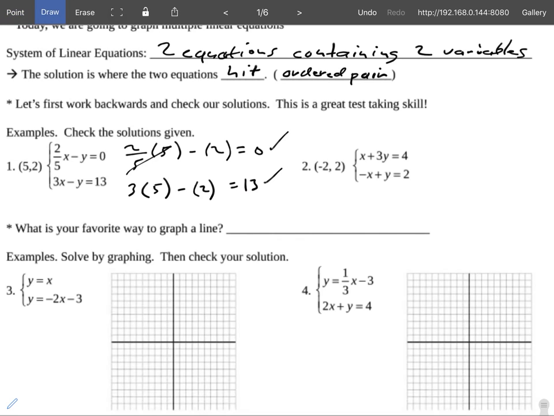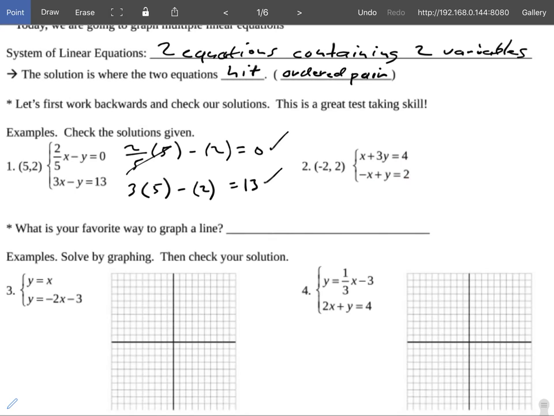So that's what we're going to do now. We're going to graph each line, and then we're going to look for the point where they cross. And just like this point here, this ordered pair, that point is going to make both equations true at the same time. I'm not going to do number 2. You would just do the same thing, okay? You plug in -2 for x and 2 for y. And if it makes both of these equations true, then it's a solution. If it doesn't make both equations true, then it's not.